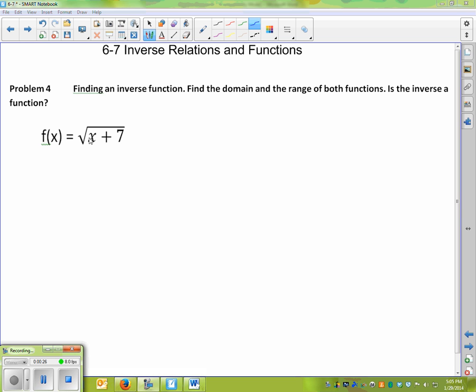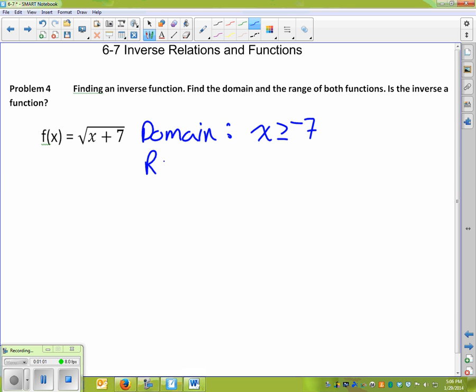Remember, I have a square root, so the radicand cannot be less than 0. So stating my domain, x has to be greater than or equal to -7. If it's less than -7, that'll give me a negative inside the radical. For the range, the principal square root is non-negative, so y greater than or equal to 0 must make up the range.